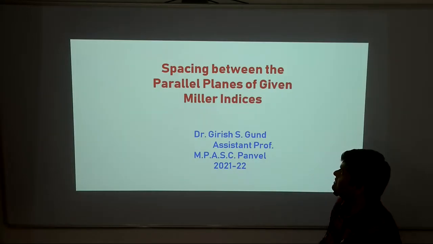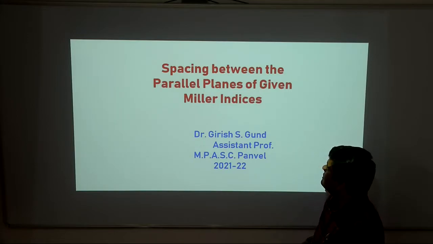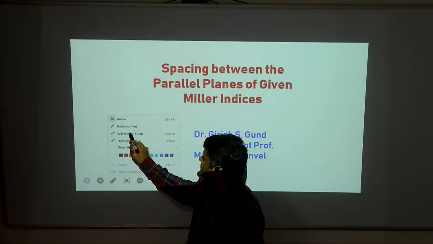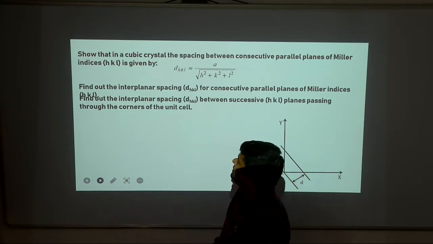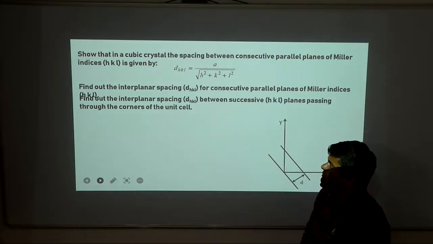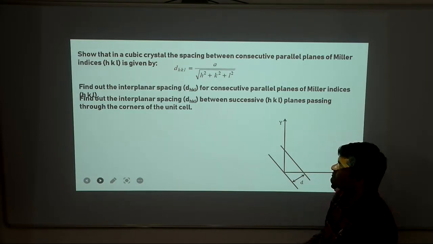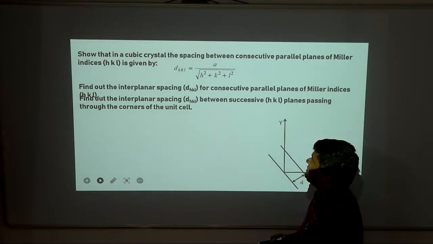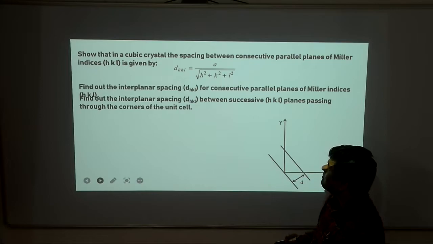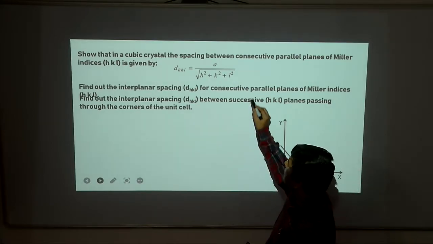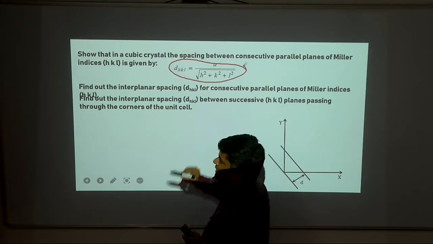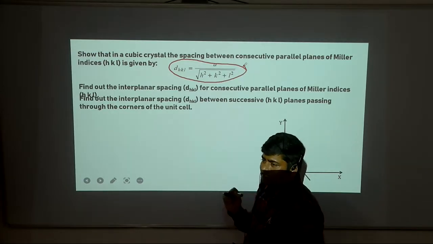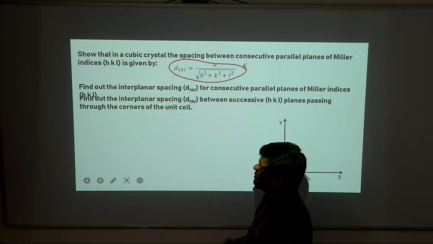Today we are going to discuss the spacing between the parallel planes of the given Miller indices. The question that can be asked based on the interplanar spacing is: show that in a cubic crystal structure the spacing between the consecutive parallel planes of the Miller indices HKL is given by d_HKL equal to a upon under square root h square plus k square plus l square. So you have to prove it or show that.